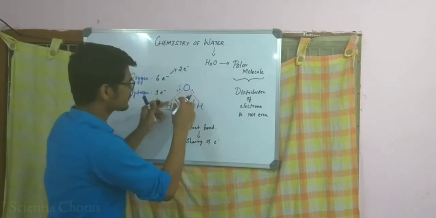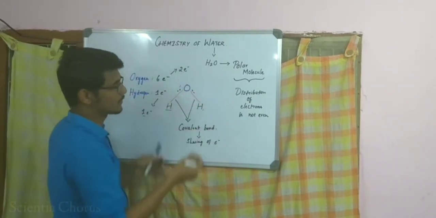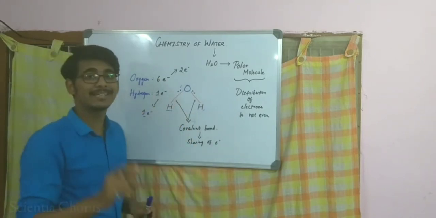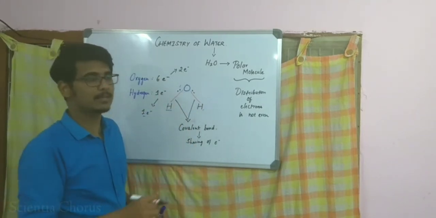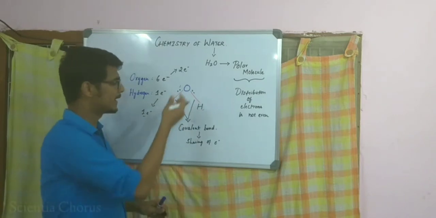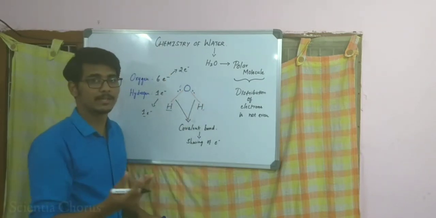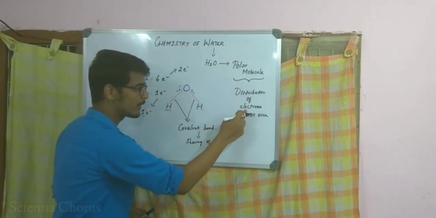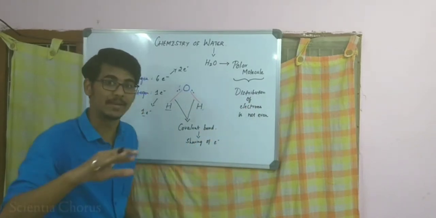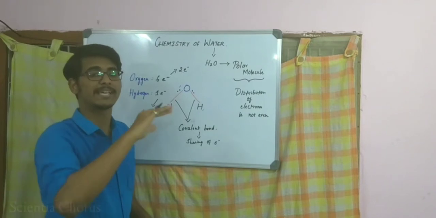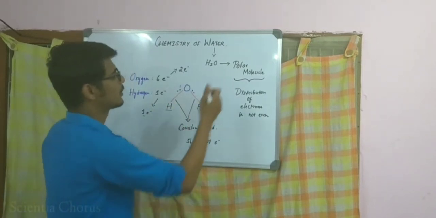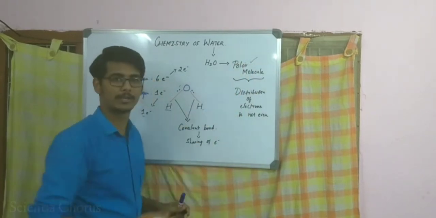Okay. Now we know that these two electrons are towards the oxygen and it is not an equal sharing. Is there any equal sharing here? The electrons are towards the oxygen atom. It is not an equal sharing. So there is a distribution of electrons which is not even. That sharing is not equal, right? So that is why we call this molecule a polar molecule.